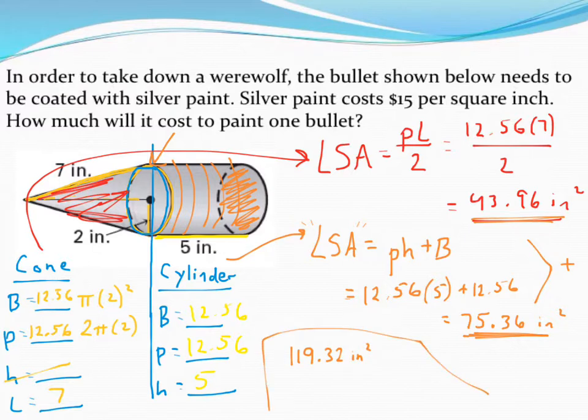However, they didn't want just that. They wanted us to figure out what it would cost to actually paint this. So knowing that paint costs $15 per square inch and that I have 119 square inches to paint, let's multiply our surface area by 15, and that'll get us a total cost of about $1,789.80 to paint this bullet.